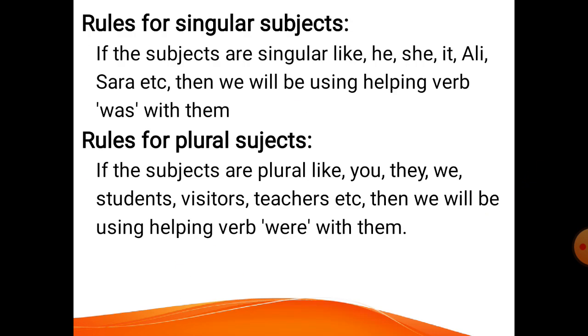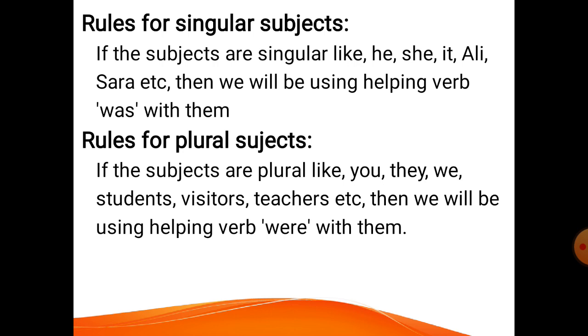Let's discuss some of its rules. Rules for singular subjects. If the subjects are singular, like he, she, it, Ali, Sarah, etc., then we will be using helping verb was with them. He, she, it are the pronouns. Ali and Sarah are the singular subjects. So wherever you see these singular pronouns and singular subjects, you will be using was with them.